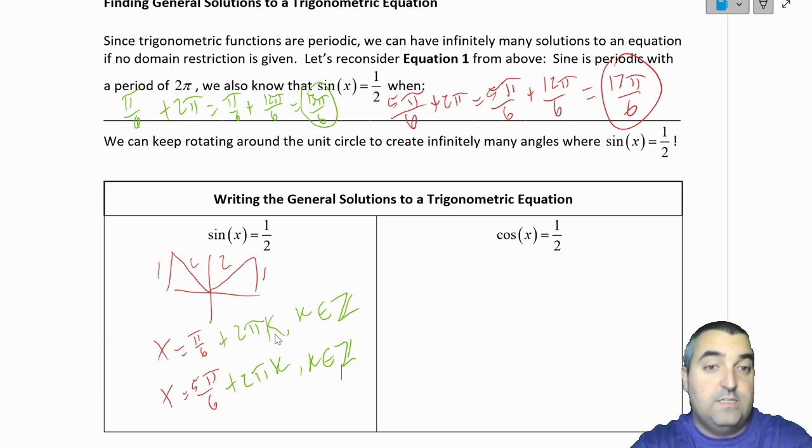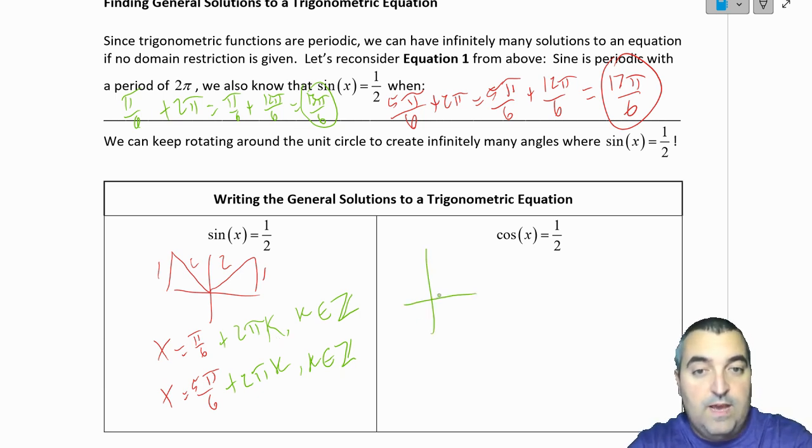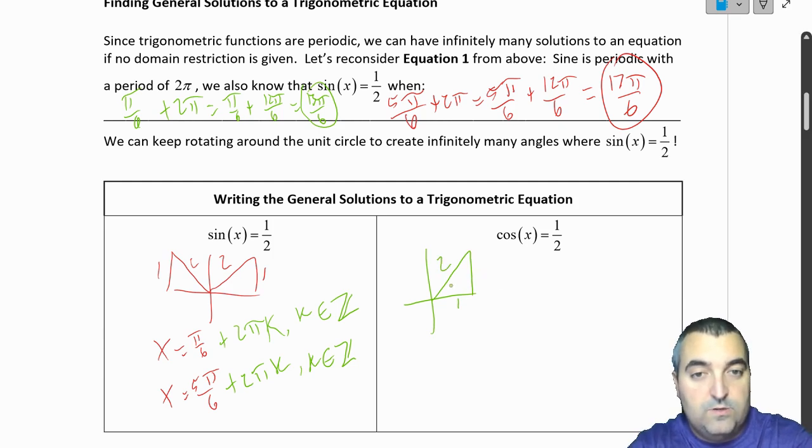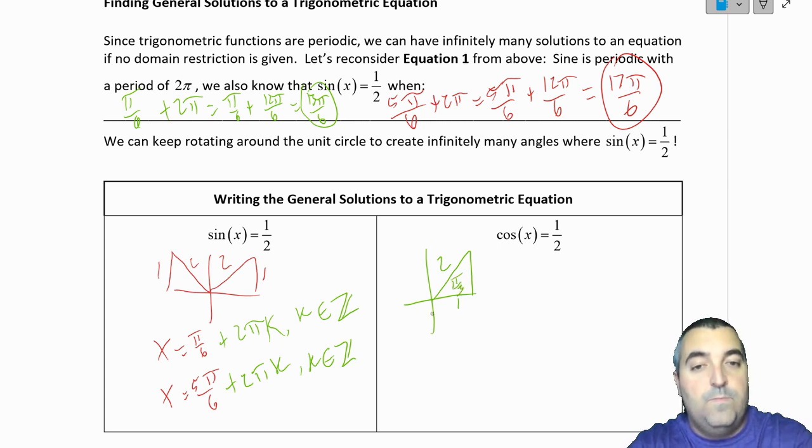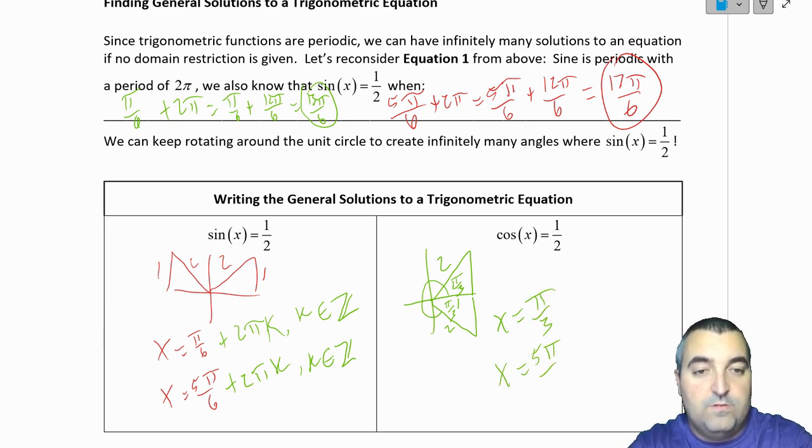Here we go with cosine x equals 1/2. Same idea, but now cosine is positive in quadrant 1. So this is 1, this is 2, which tells you that, okay, my angle is pi/3. But then you could also have a positive cosine in quadrant 4. So now this one, if I go positive, I'm going to say, okay, that's 5 pi/3 as my angle. So I would get x equals pi/3 and x equals 5 pi/3.